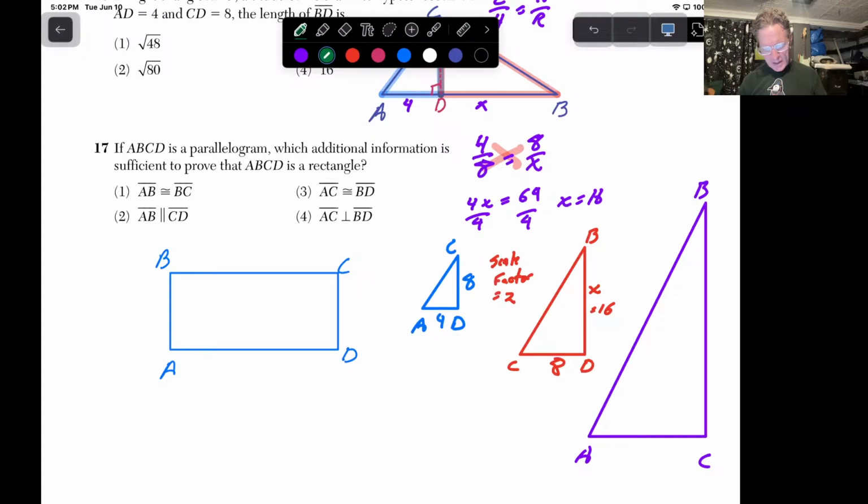So AB congruent to BC. We know it's a parallelogram, right? AB congruent to BC, that's for a rhombus, right? So it's not that. AB parallel to CD. Well, they already are parallel because it's a parallelogram, so it's not that one. AC congruent to BD. These are the diagonals.